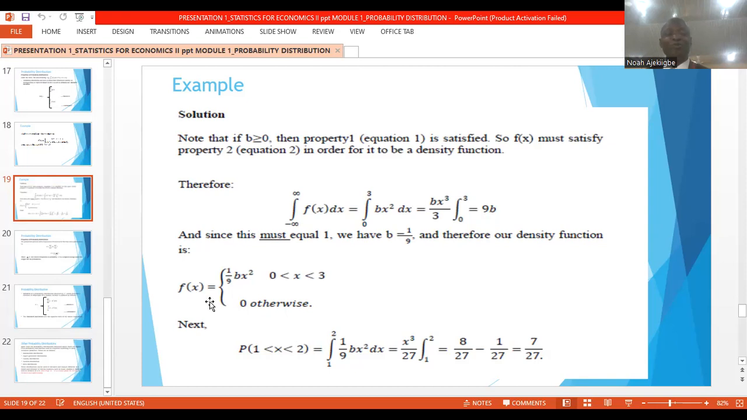Now, solving for what B will be, assuming that X ranges between 1 and 2, we say our B is a constant. It will give us this integral value that you can see here. Now, assuming that X will range between 1 and 2, the solution will be 8 all over 27 minus 1 all over 27, which will give you the probability. What that means is that the answer will be 7 all over 27.